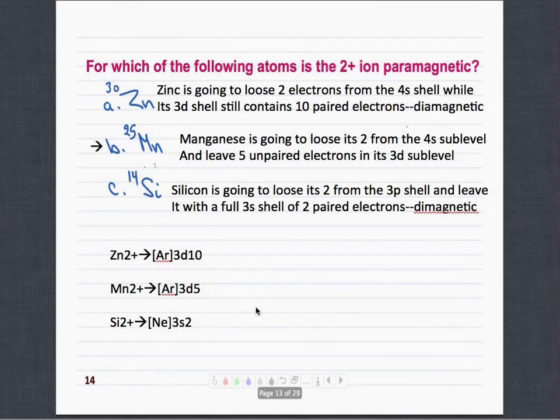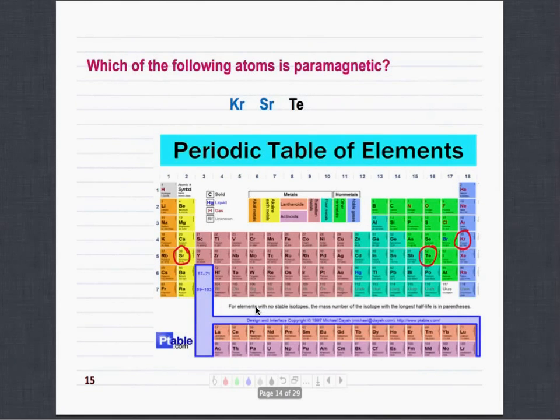And sorry, that's going to be A. This is your choice B. This is your choice C. So which of the following atoms is paramagnetic? Try to do it without writing the electronic configuration. And this is why this question is here, because I want you to think about it without writing the electronic configuration.